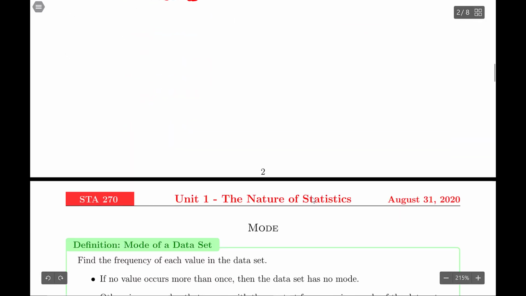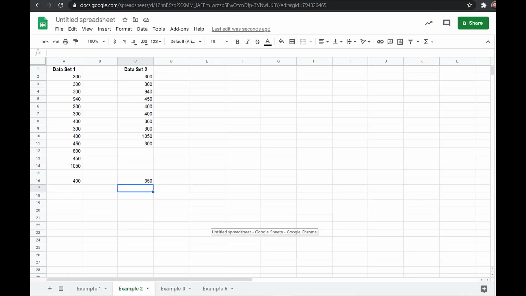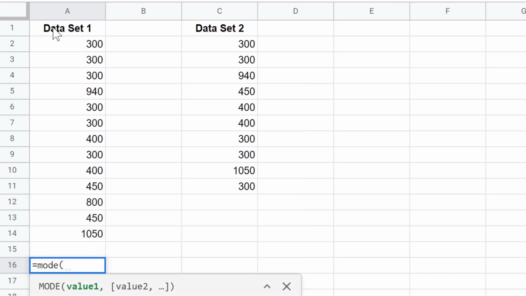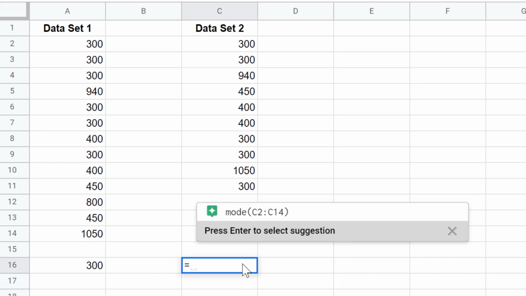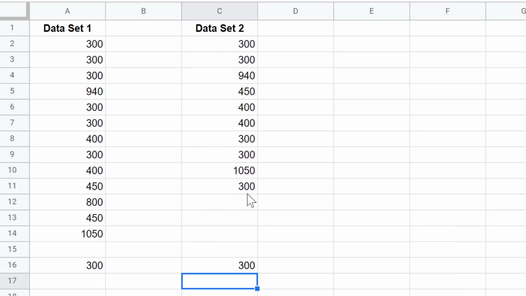If we scroll on down to the next set, we're talking about mode, and mode just looks for the number, or the data point, that appears most often in your given set. And again, Google Sheets will compute that for us. So if we go back to our Google Sheet and I go to example 3, just type in equals mode and then parentheses, put the values that you're analyzing, and do the same thing for the second set, mode, parentheses, and we get 300 is the mode for both of these.